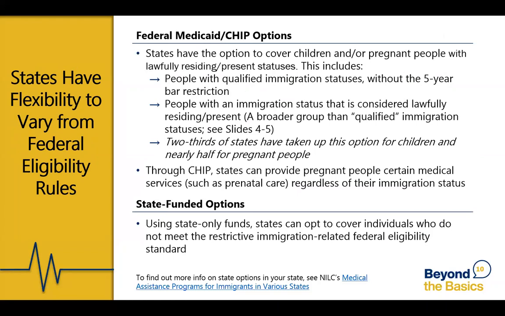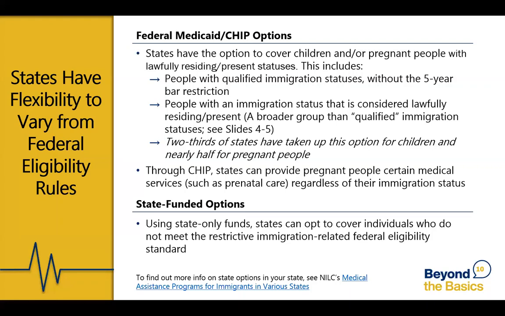Okay, so under Medicaid and CHIP, states have the option to cover children and or pregnant people with lawfully present status. So if you think about that picture that kind of looks like a blue fried egg, there's the smaller circle of people with qualified status, and then the larger circle of people who are lawfully present. If a state elects this option, then they can cover that larger circle of lawfully present people. So that includes covering people who are qualified immigrants, including lawful permanent residents, without the 5-year bar. And then also people who are in the broader lawfully present immigration status above and beyond, or in addition to, the qualified immigrant status.